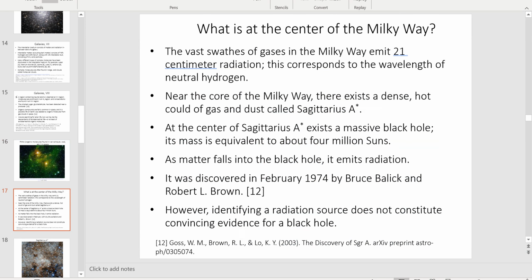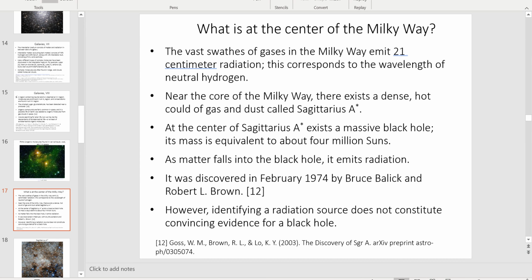Let's talk about what's at the center of the Milky Way galaxy. I actually mentioned this when we covered black holes. And so you won't be surprised to hear that at the center of the Milky Way galaxy, we think that there is a black hole. In fact, it's more than just think. We have really good evidence that there's a very large, what we call a supermassive black hole at the center of our Milky Way galaxy, which is referred to as Sagittarius A star.